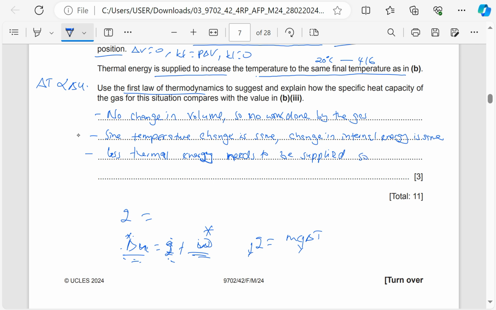So the specific heat capacity is less. In the previous case, the energy supplied was to change the internal energy and also do some work. Yet here, the energy supplied is not doing any work. It is just causing a change in internal energy. And remember, the change in internal energy was the same as before. So it means a small amount of energy is going to be required in this case. Therefore, a smaller specific heat capacity.